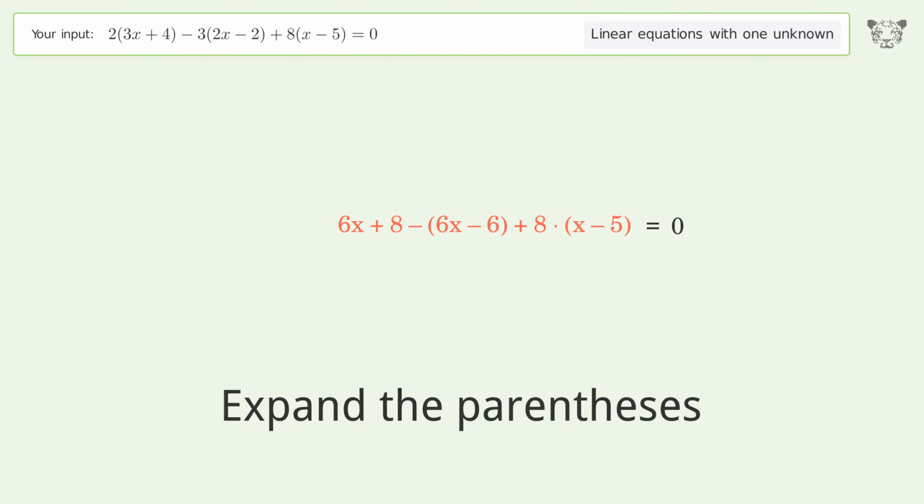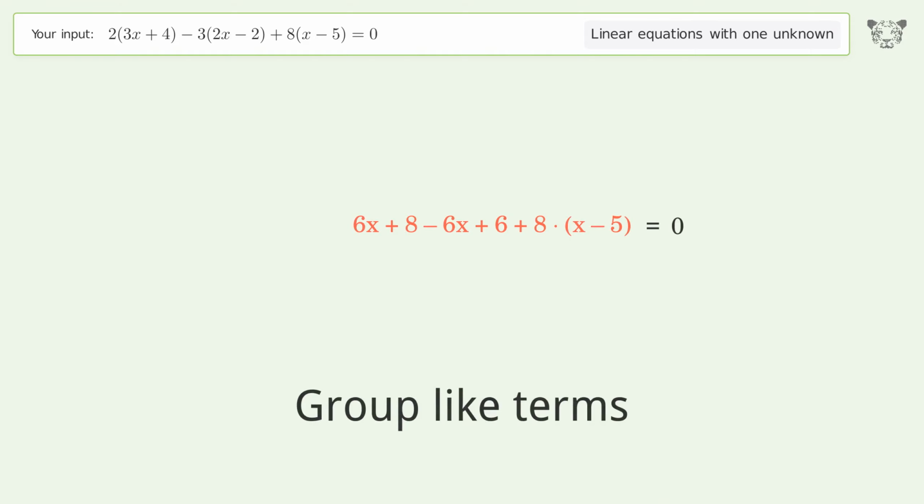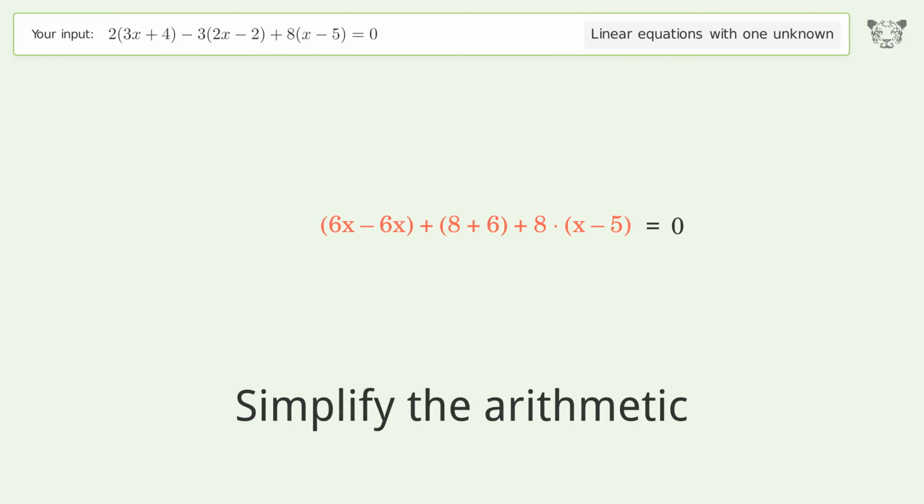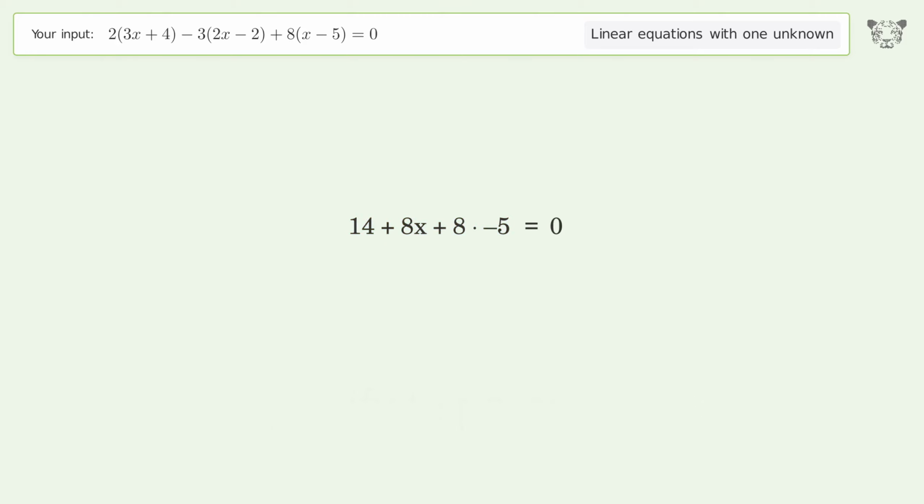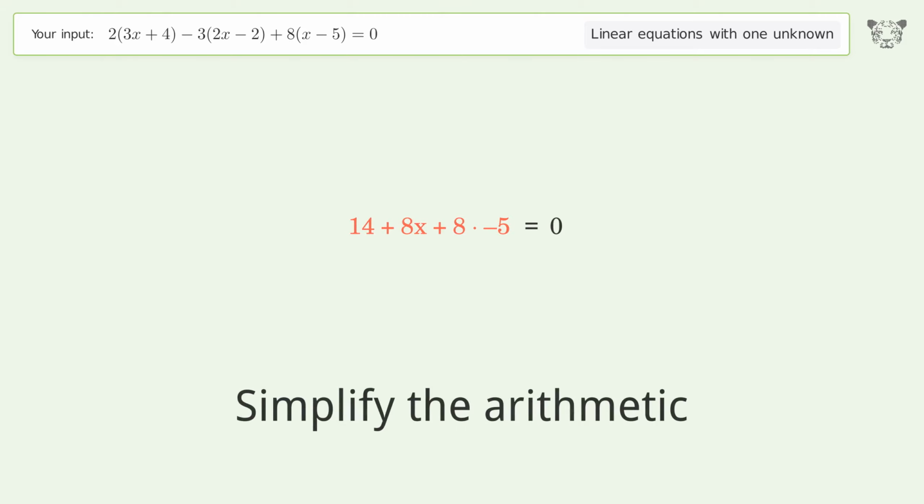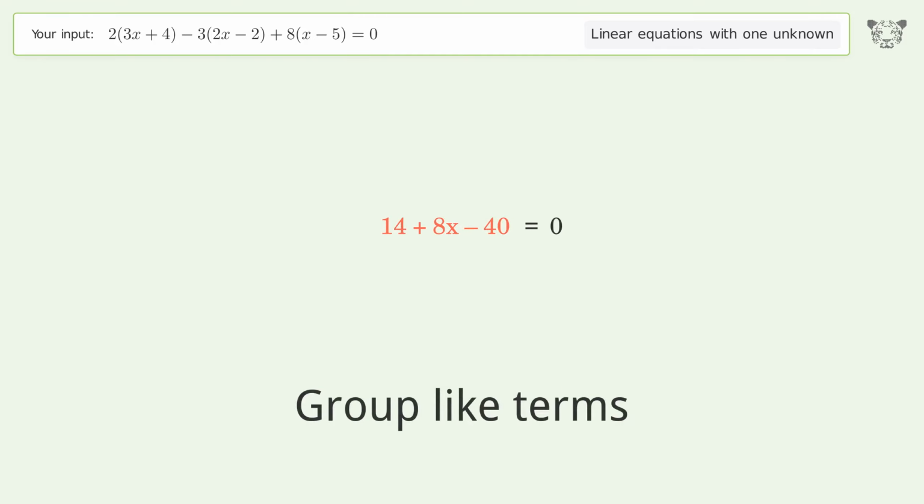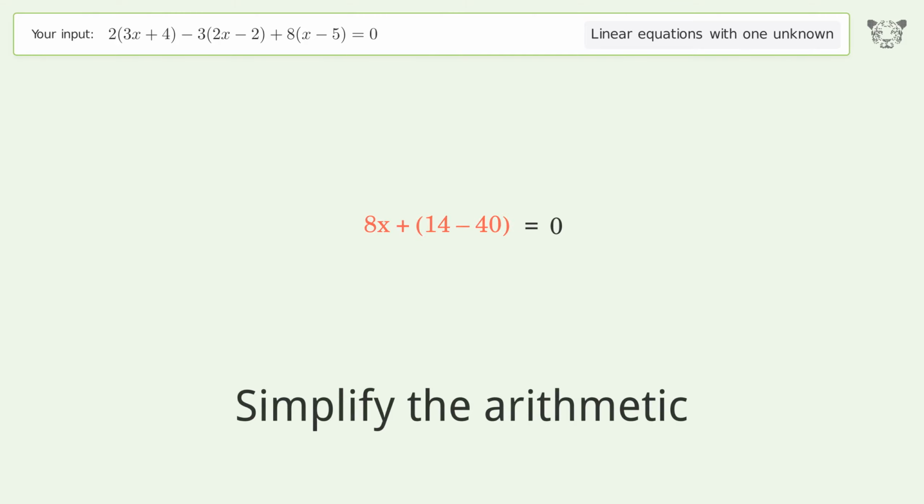Expand the parentheses. Group like terms. Simplify the arithmetic. Expand the parentheses. Simplify the arithmetic. Group like terms. Simplify the arithmetic.